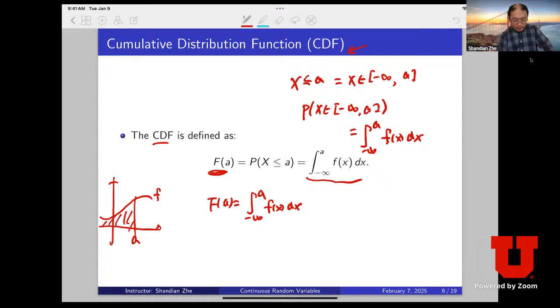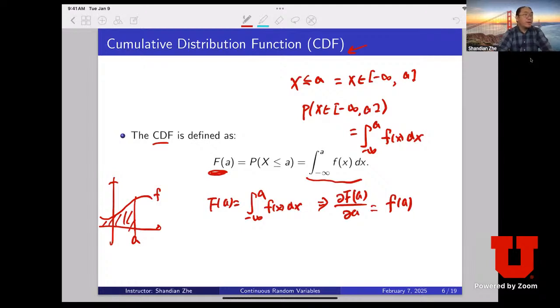But from an analytical perspective, we know big F of A is just an integration function, or antiderivative. In other words, if you take the derivative of F with respect to A, what's that? It's your PDF, small f, evaluated at A.